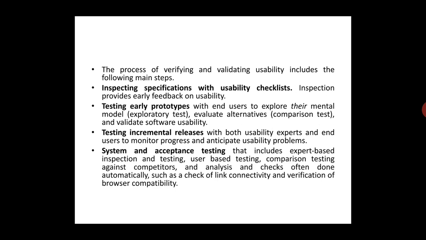The process of verifying and validating usability includes the following main steps. So coming to usability, how are you going to verify and validate it? There are different steps. The first step is inspecting the specification with a usability checklist. The inspection provides early feedback on usability. So you inspect the specifications with the usability checklist, to see whether the product satisfies its functions or not. You check each functionality of the specification.